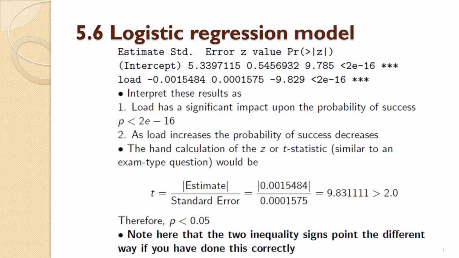And then I've given an example of the hand calculation of the Z or T statistic, which would be similar to something that might be set on an exam. The thing I wanted to emphasize here is again you've got this trick with the inequality sign. So the statistic is bigger than 2, which means that the p-value is less than 0.05. Again, the inequality sign is put in a different way if you're doing this bit correctly.